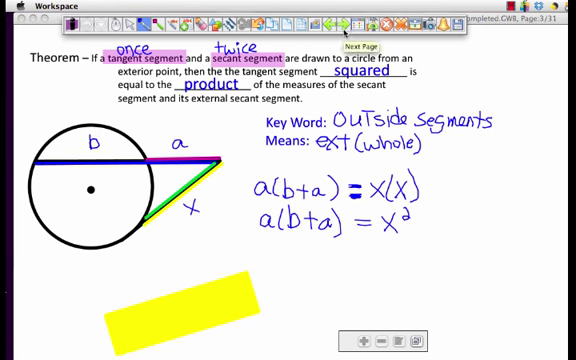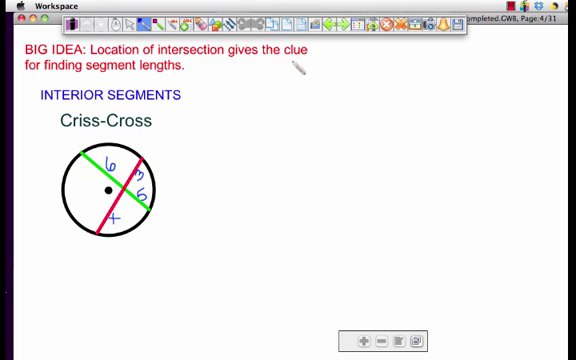All right, so let's just summarize this quickly here. You don't have any of these examples in front of you, so just look at them. These are intersected on the inside. So when they're on the inside, you just crisscross. It would be 6 times 5, the two pieces on the same segment, 6 times 5 equals 3 times X. That's it. 6 times 5 equals 3 times X. 6 times 5 is 30, and X equals 10.